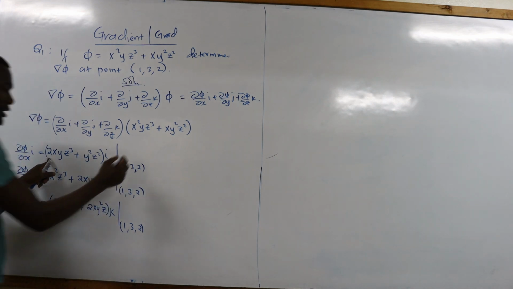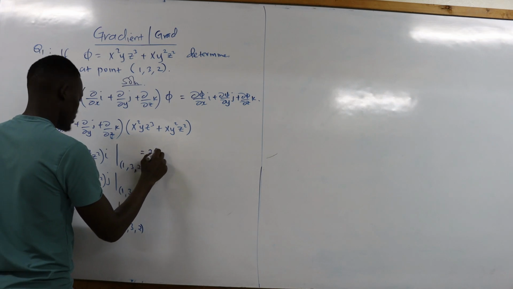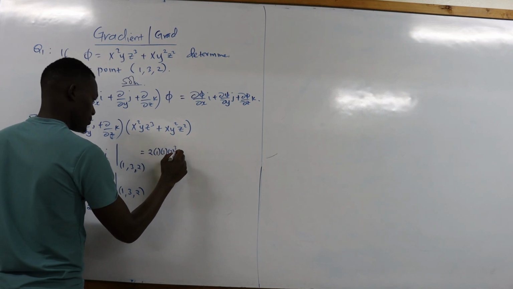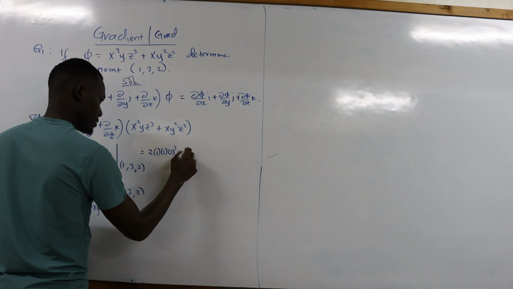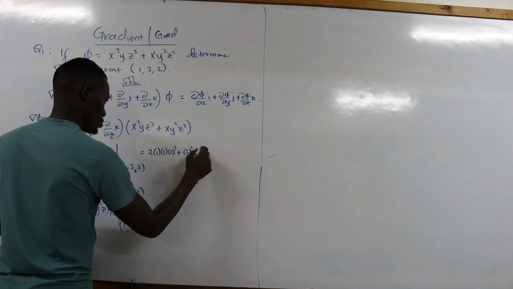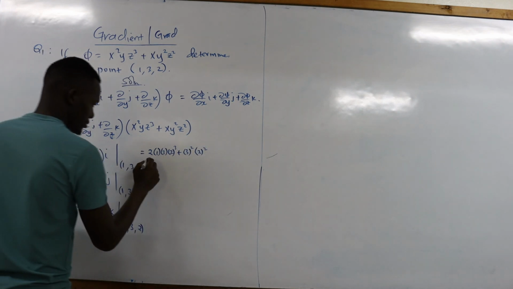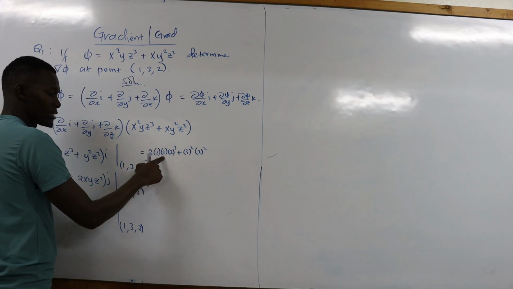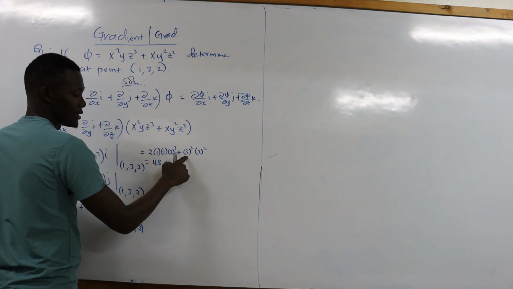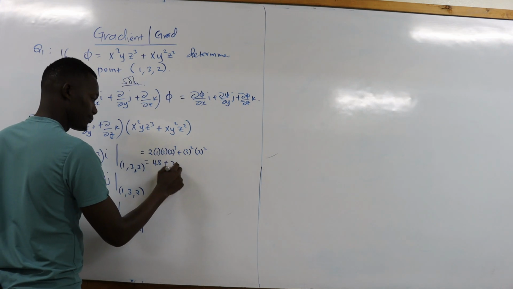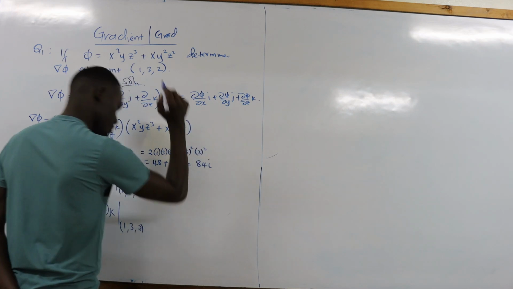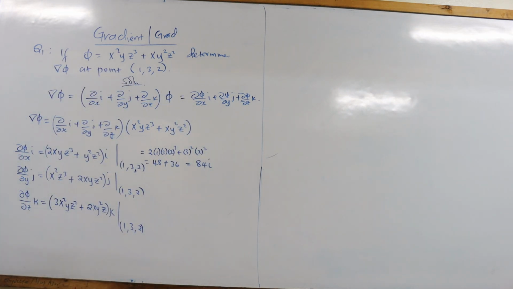So replace your values. You shall have 2 times 1 times 3 times 2 cubed, plus y is what? y is 3 squared, then z is 2 squared. So what will we have here? 2 cubed is 8. 8 times 3 is 24. 24 times 2 is 48. Plus, this is 9. 9 times 4 is 36. 36 plus that gives me 84. Then I have an i. Simple as that.